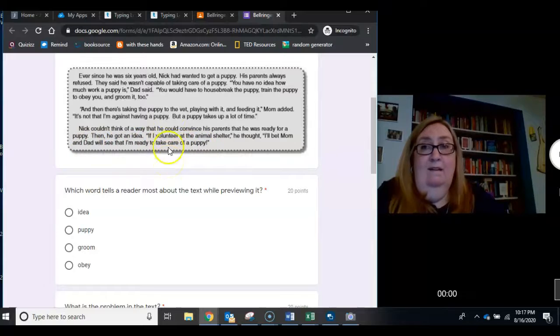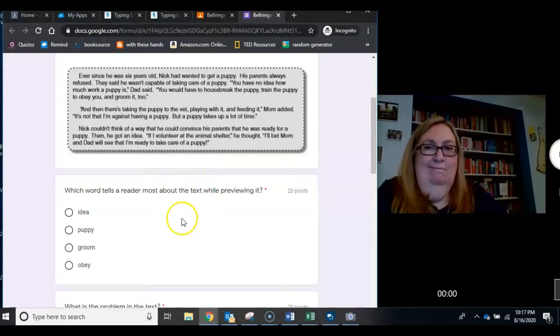Okay. If you understood what we just read, then we're good to go. If you have questions about what we just read, it would be a good idea to pause the video and read it again. Let's move on to the first question. Which word tells a reader most about the text while previewing it? If I just give you the word idea, does that tell you what this text is about?